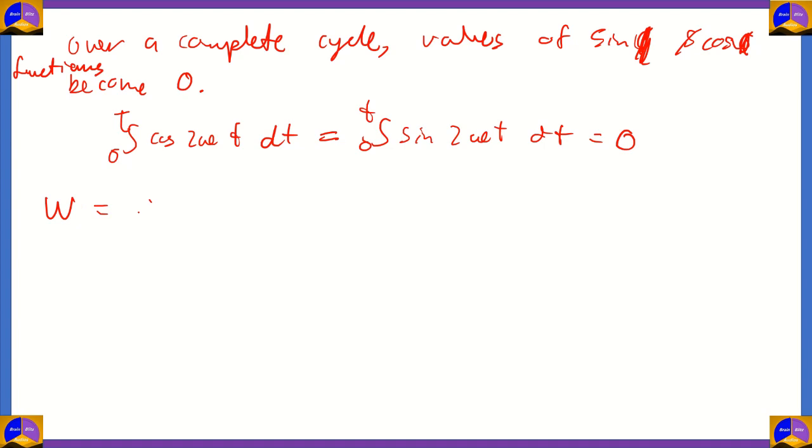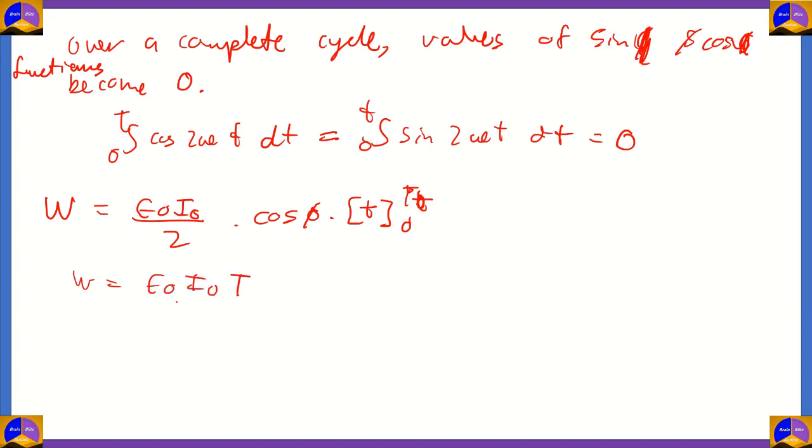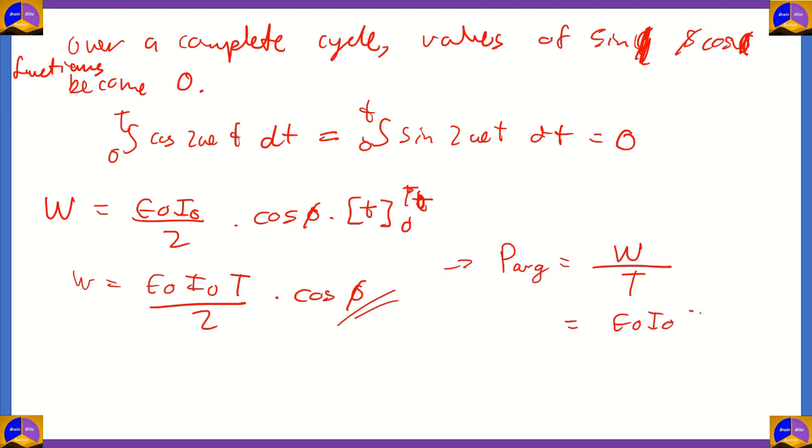The value of work done will be E naught I naught divided by 2 times cos phi times the integral of dt from 0 to t, which is the same as work done equals E naught I naught t divided by 2 times cos phi. So this is the value of work done. Now the average power can be written as total work done divided by total time taken, which is E naught I naught capital T divided by 2 times capital T times cos phi. So the average power will be equal to E naught I naught divided by 2 times cos phi.